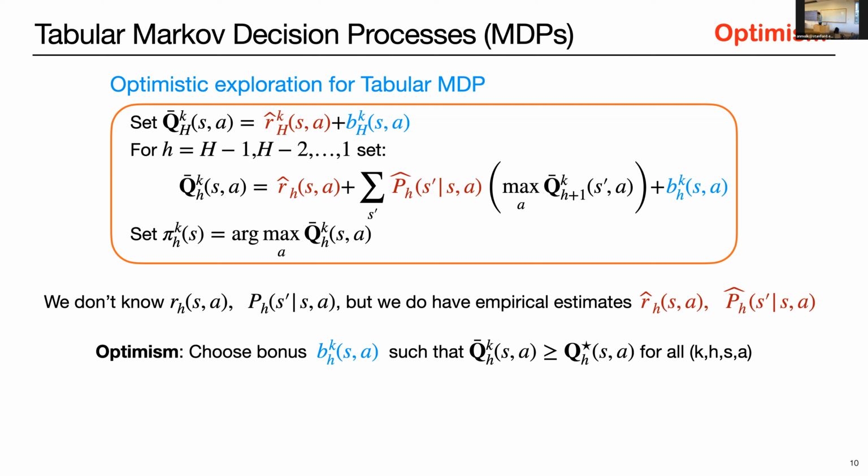But if you put this bonus here, you want to choose this such that for all s, a, and h, this Q bar is always at least greater than or equal to the Q star_h(s,a). And I can choose this bonus just basically using standard confidence bounds and things like this. I know the statistics, so I can choose this bonus without actually knowing what Q star is. But I'm not going to get into exactly what the form of these things are.